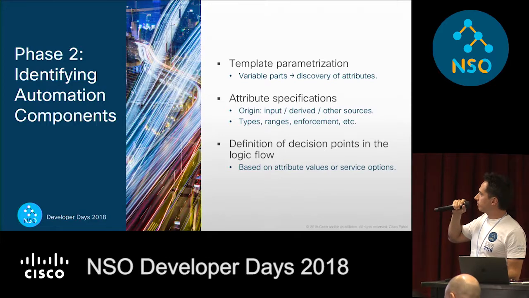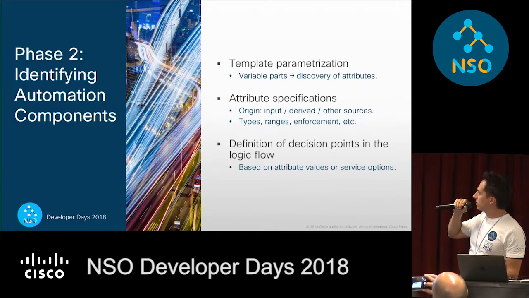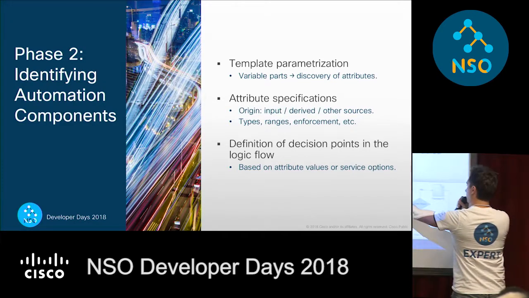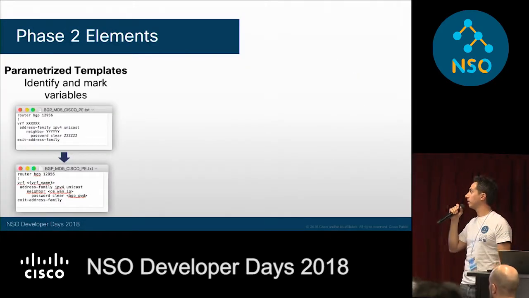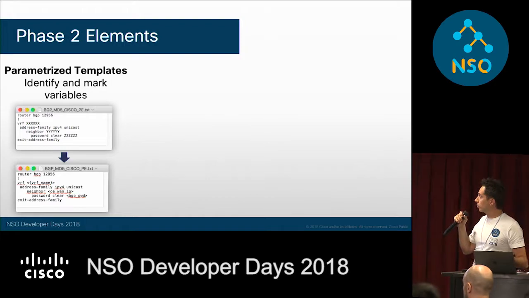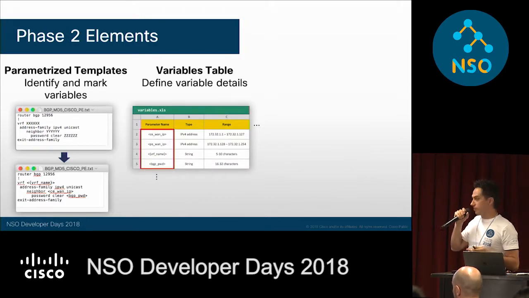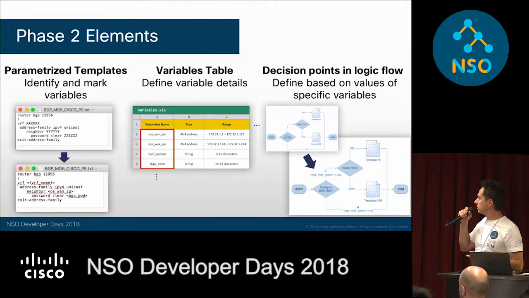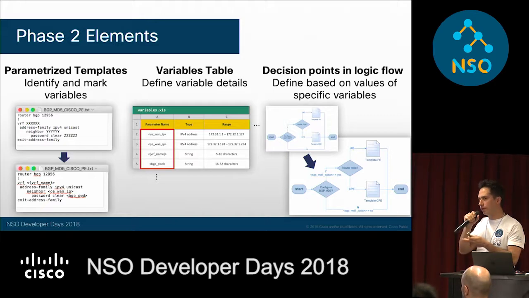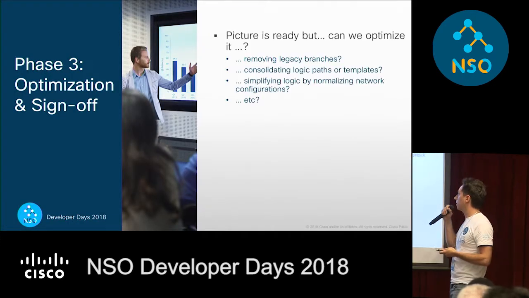So now we are parameterizing the templates, as we spoke. We work on the variables table, and we turn these decisions that we were making into something specific based on some parameter, the value or whatever. So once this is ready, now it's time for optimization. Can we reduce, can we strip some branches off? Can we consolidate? Can we do anything before, while keeping in mind that we need to reconcile what's on the network, right?